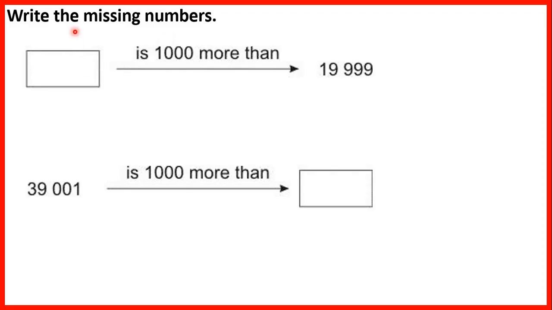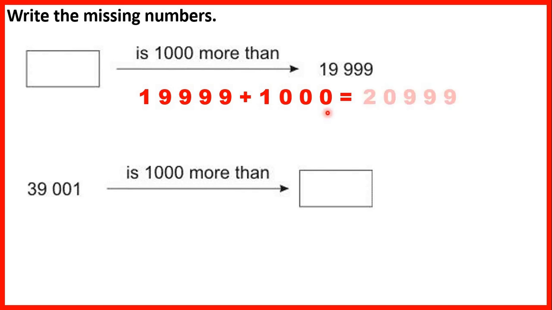Write the missing numbers. Something is 1,000 more than 19,999. So we need a number that's more than this number, so we need to add. And 19,999 plus 1,000 is 20,999. So that's our missing number.